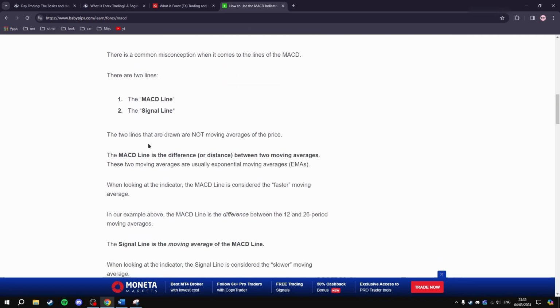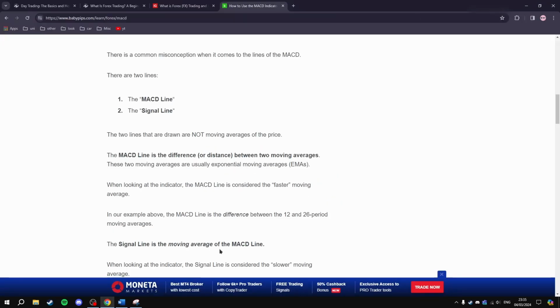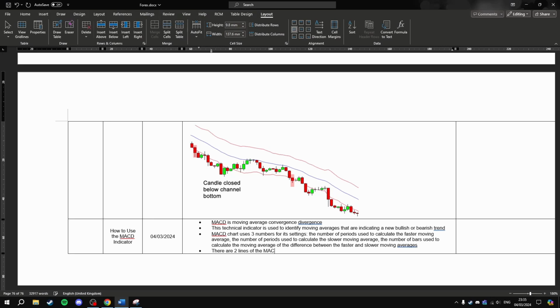There are two lines. The two lines that are drawn are not moving averages of the price. There are two lines of the MACD.